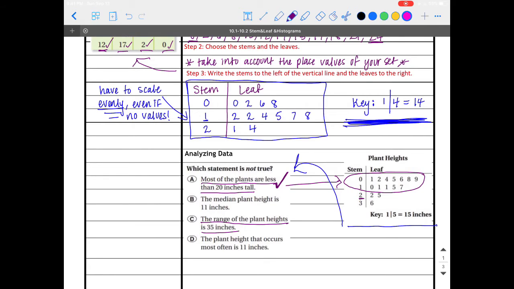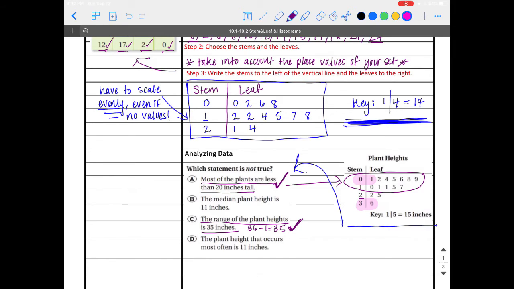The next one says the range of the plant heights is 35. So remember, for range, we would take our max, our highest value, and our minimum, our lowest value. So when I look over here, I'm going to highlight this time in pink, it looks like 36 was our max value and 1 was our min. And then we would do 36 minus 1, which equals 35. So that's true. The range is 35. Perfect. So let's move on to the next one.